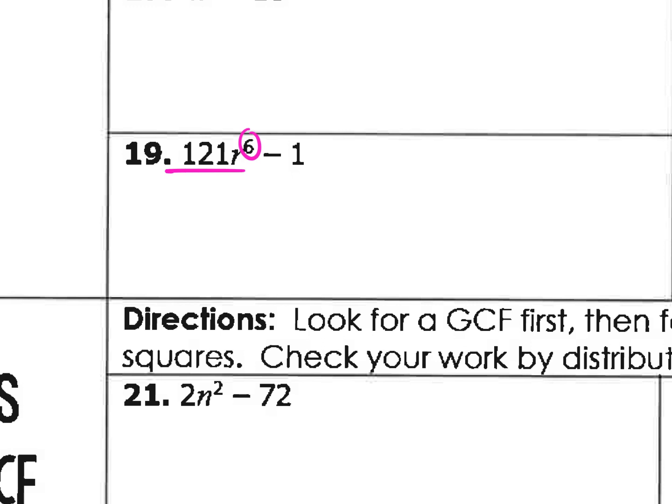Yes, it is. How about, is 1 a perfect square? Yes. So you're going to set it up 1 plus, 1 minus. What is the square root of 121 r to the 6th? 11 r to the 3rd. So take that 6 and divide it by 2 when you square root it, okay? And then this is 1. So 11 r to the 3rd and 1. 1's plus, 1's minus, and you're done.